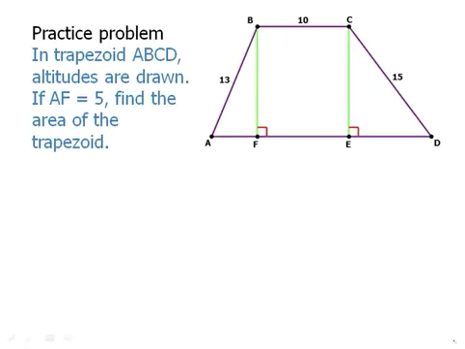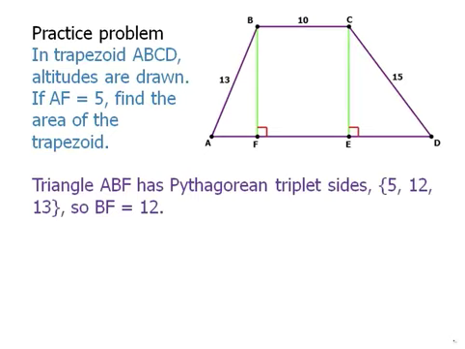Well, first of all, we're going to look at ABF. That little triangle, we have a leg of 5, an unknown leg, and a hypotenuse of 13. So, of course, that's a 5, 12, 13 triangle, and BF equals 12. So we can find that just from knowledge of our Pythagorean triple. We don't even need to do a calculation. So BF equals 12. That means that CE also equals 12.